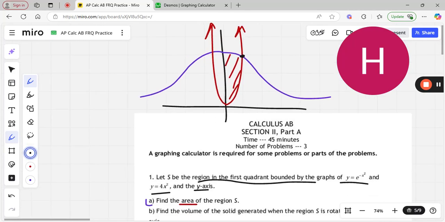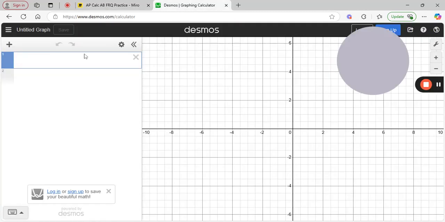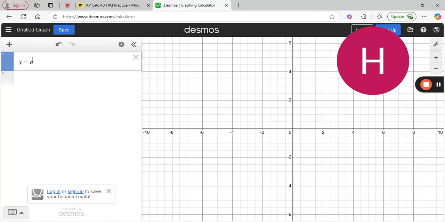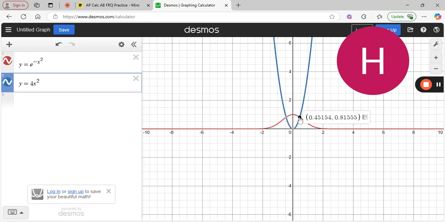Using Desmos, it's pretty easy to find out where that point is located. I generally prefer to subtract these two and find where their difference equals 0. I'll show you how I do that. I could graph e to the negative x squared, see that bell curve, and graph y equals 4x squared, and see where they cross, and that's great, 0.45151.